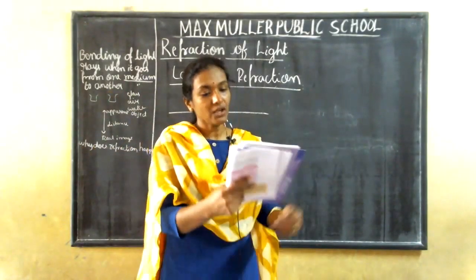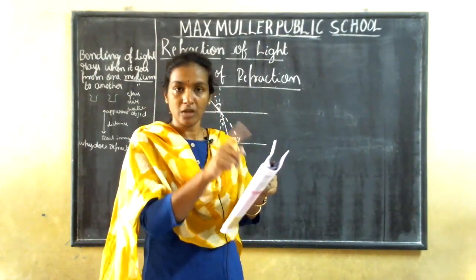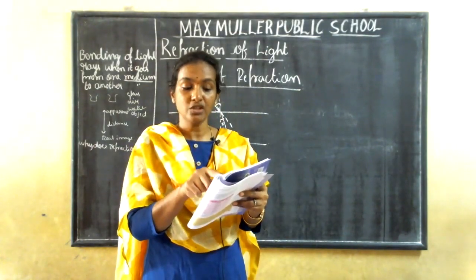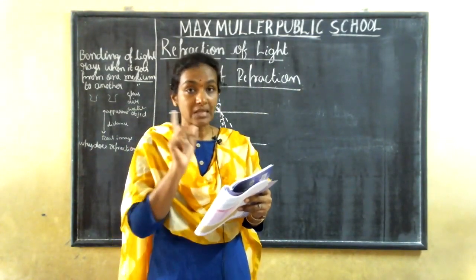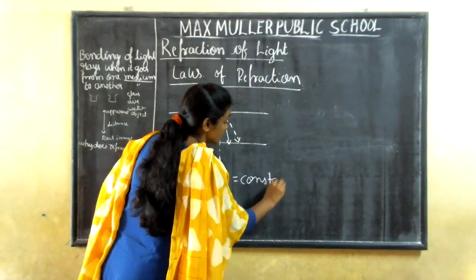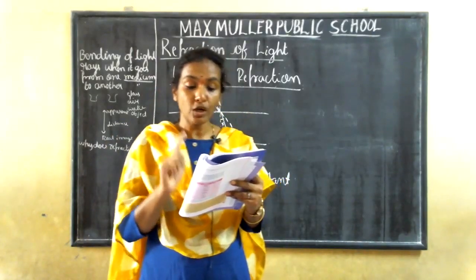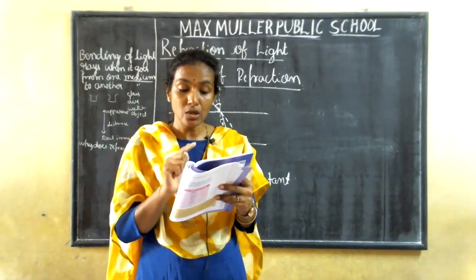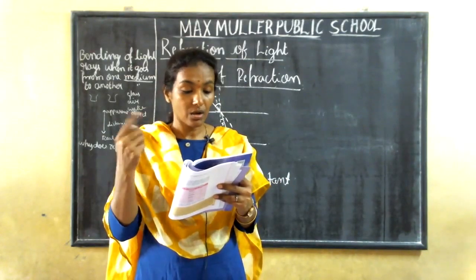Clear? So the second law is like this in your textbook. You have to write the laws like this only, as it is given in the textbook. The ratio of the sine of the angle of incidence to the sine of the angle of refraction is a constant. What is this, children? This is a constant. It is constant for light of a given color and for a given pair of media. This law is also known as Snell's law of refraction.